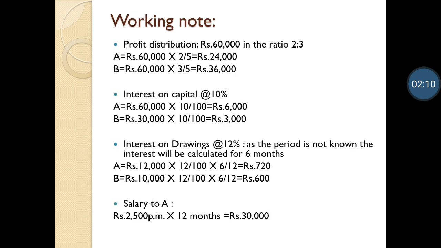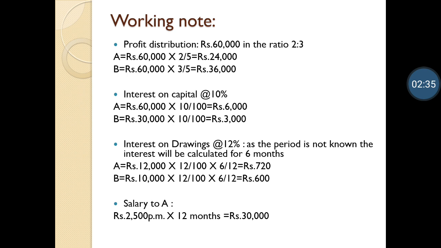Let's do the working note. Profit 60,000 rupees, as discussed, is to be distributed in the ratio 2:3. 60,000 multiplied by 2 upon 5 and 60,000 multiplied by 3 upon 5 will distribute it in the ratio 2:3. The amount comes to 24,000 and 36,000. Interest on capital 10%. The capital amounts are 60,000 and 30,000. 10% comes to 6,000 and 3,000.